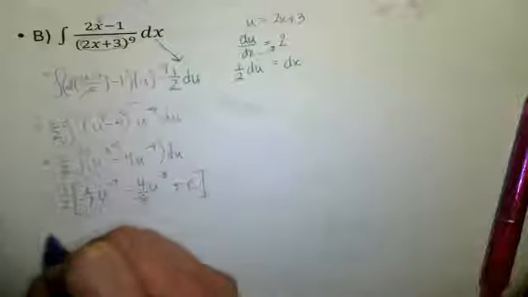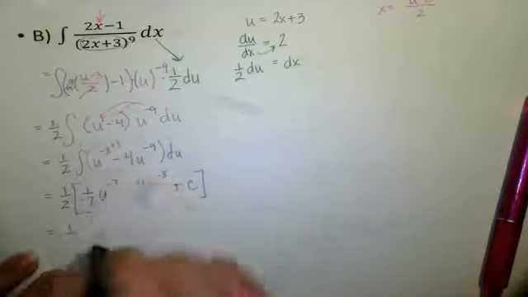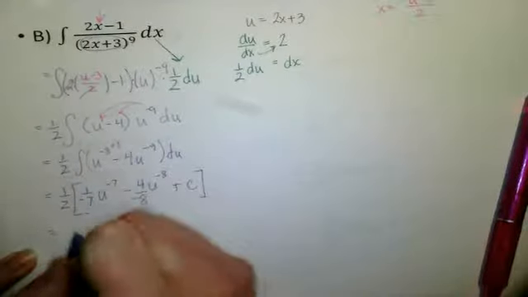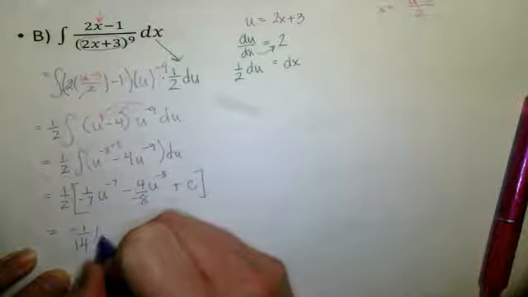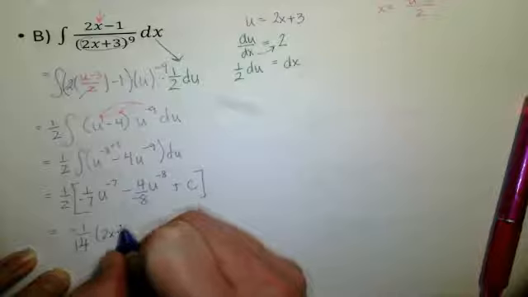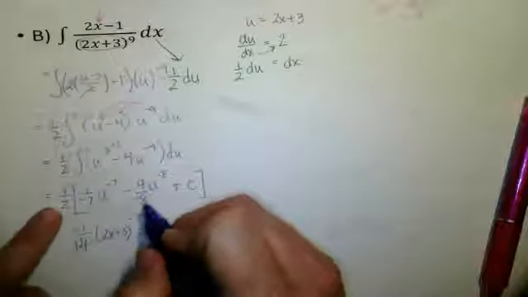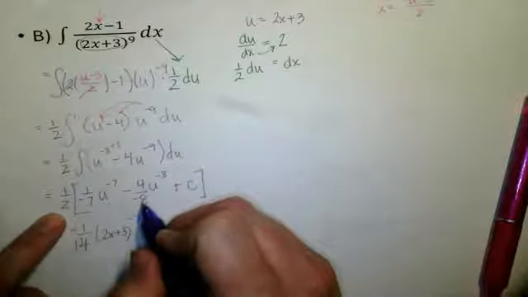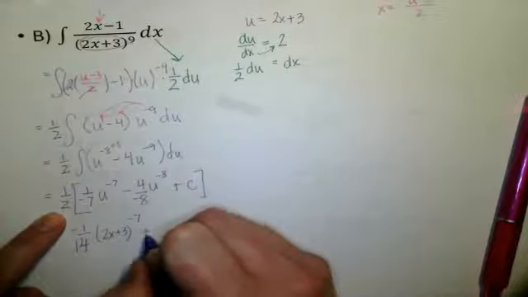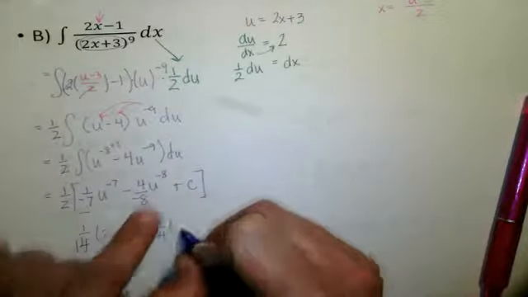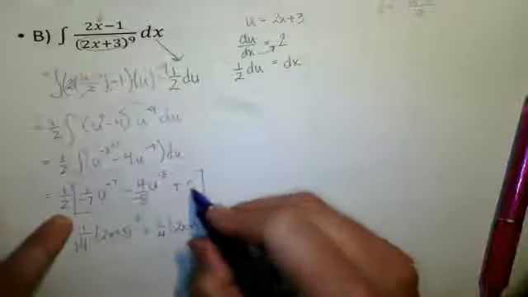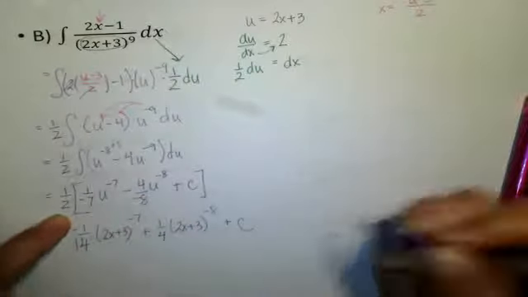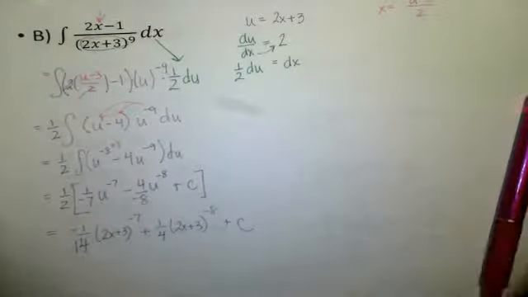And again, that 1/2 is multiplying everything. That's super important. So that gives us negative 1/14 u to the negative 7th. I'm going to plug in my 2x plus 3. And that becomes positive 4 over 16, which would be 1/4. In place of u, 2x plus 3 to the negative 8th. 1/2 times c is still just a c. Doesn't matter that it's changed.